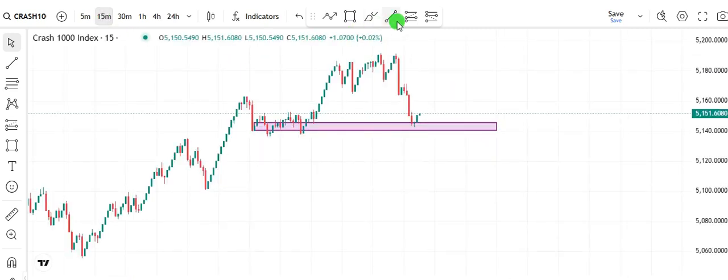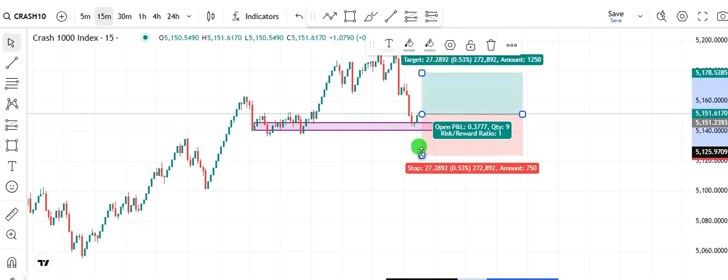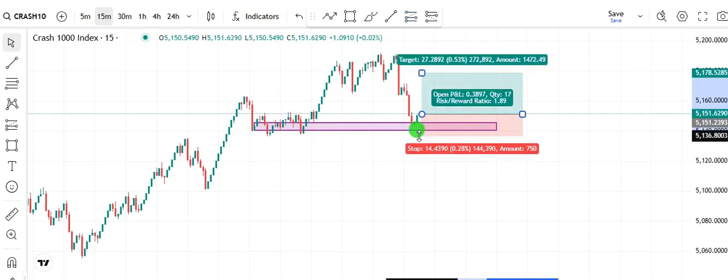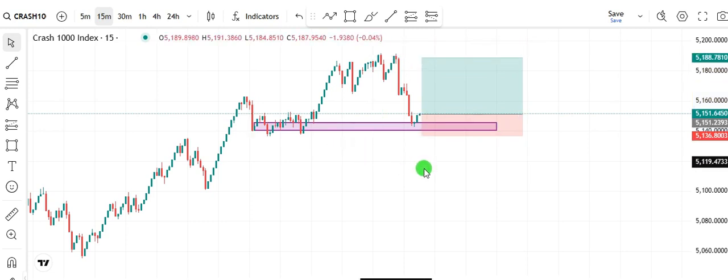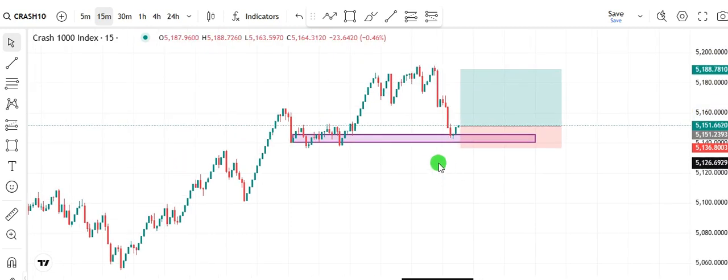All right, so I just went bullish on Crash 1000. The very tight stop loss just there. So this is actually for scalping. So this is what I'm looking at, or that is what I'm currently on with Crash 1000. I'm surely keeping informed on whatever happens on it.